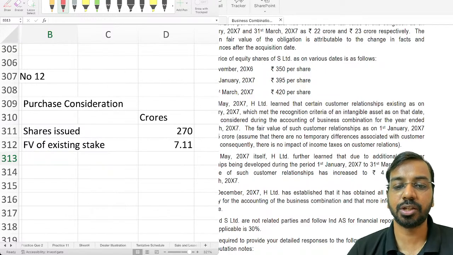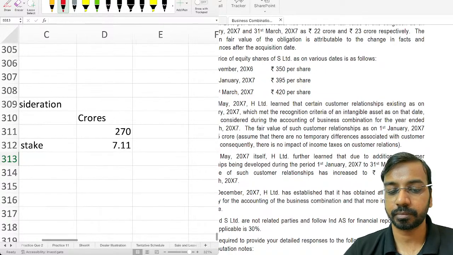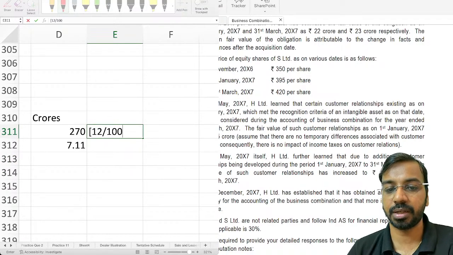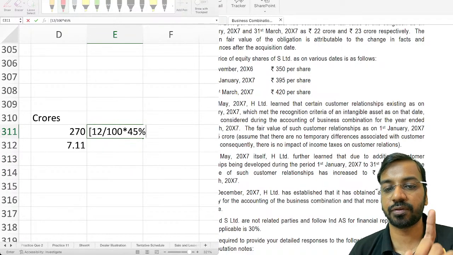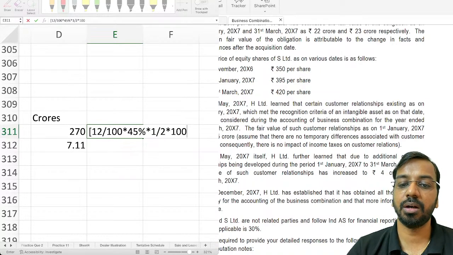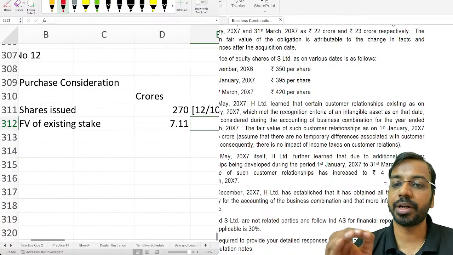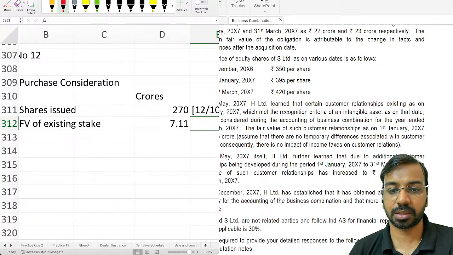So shares issued: 12 crores divided by 100. Of this we have acquired 45%. Of this we are giving 1 share for every 2 shares held. Value is 10,000. So this is the fair value of shares issued. Then fair value of existing stake is 7.11. So that is one part.